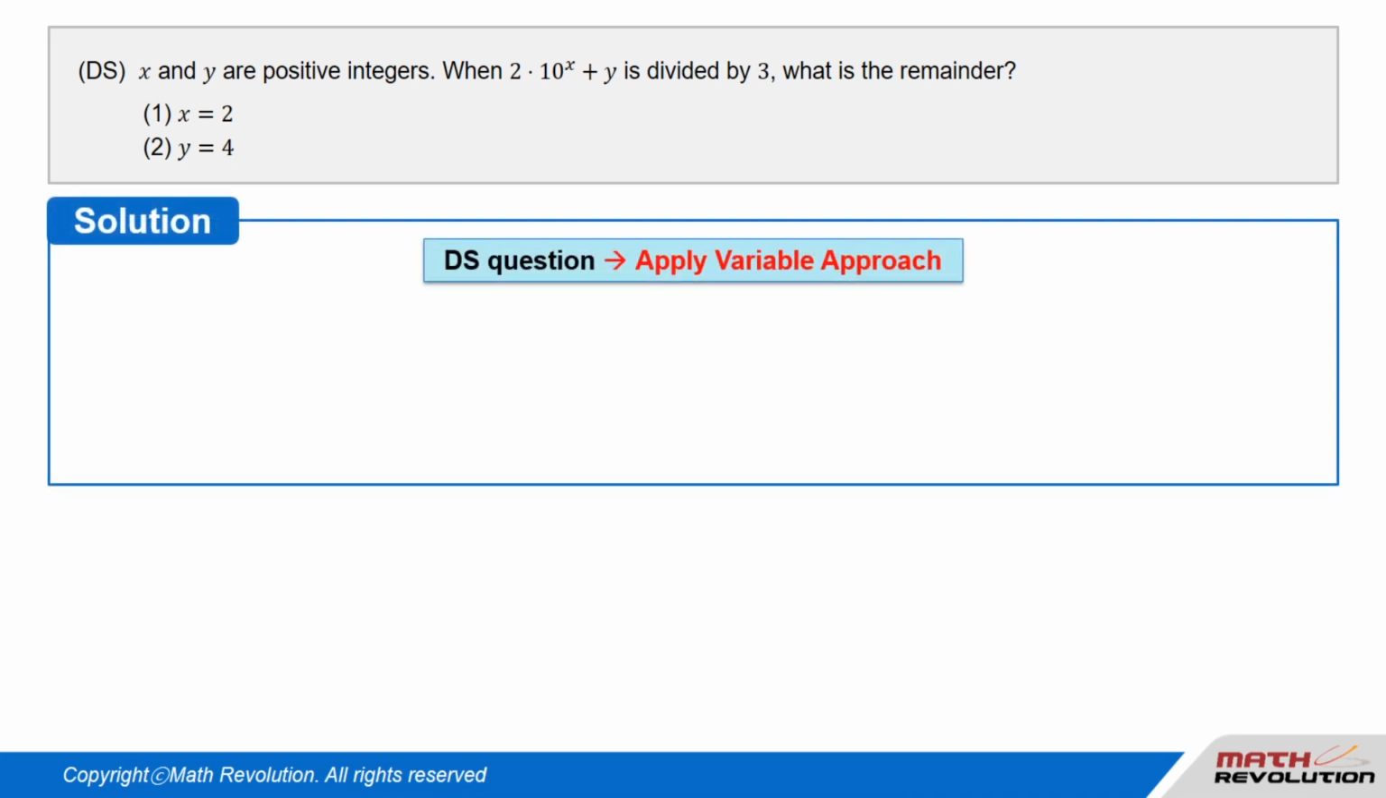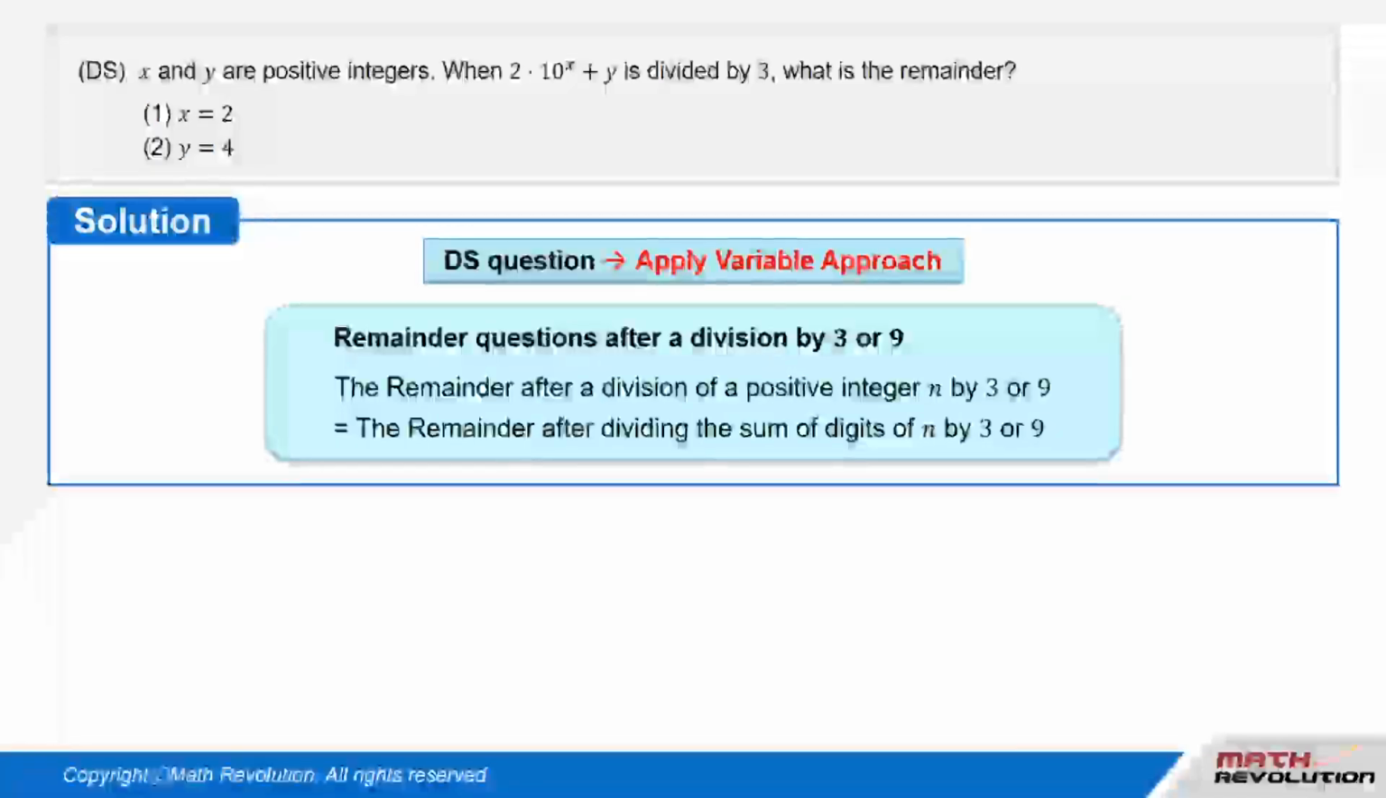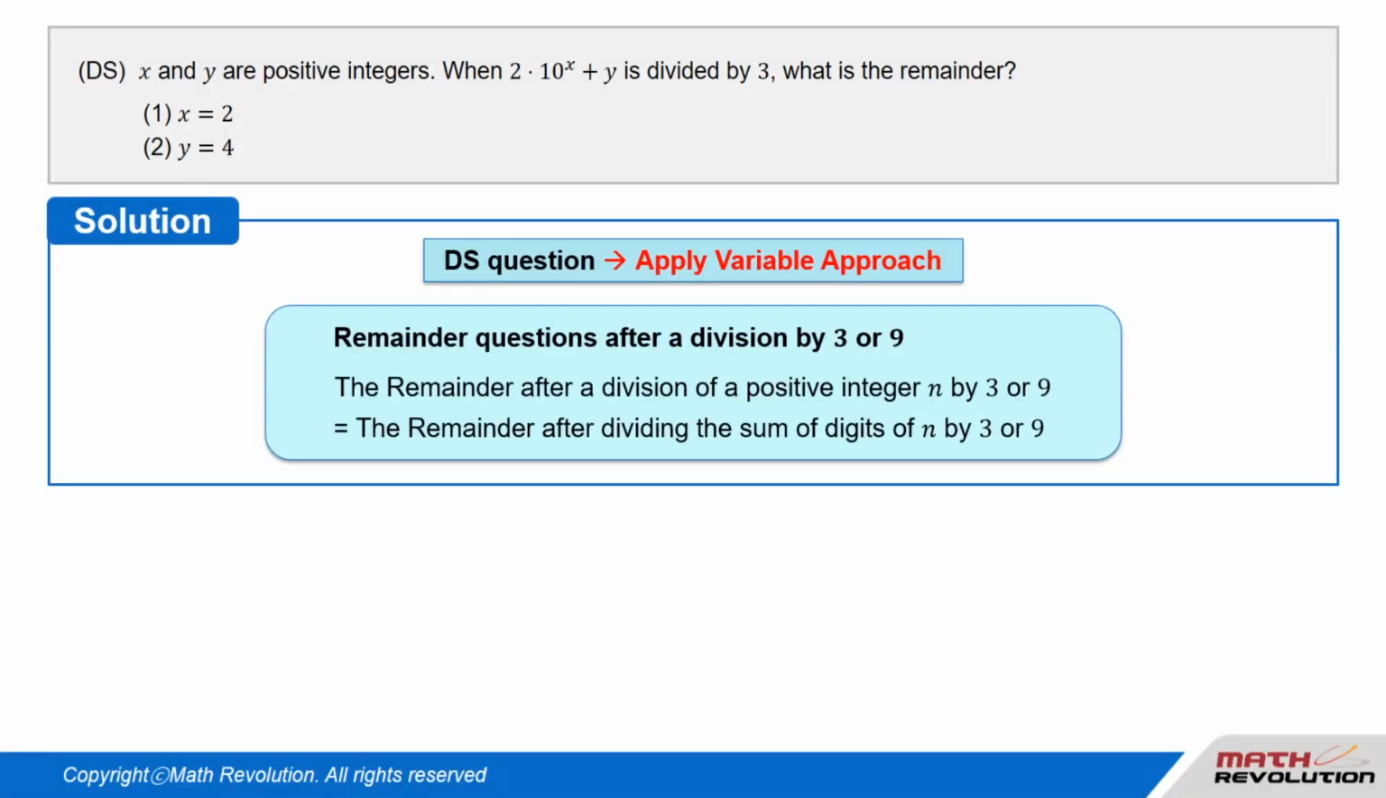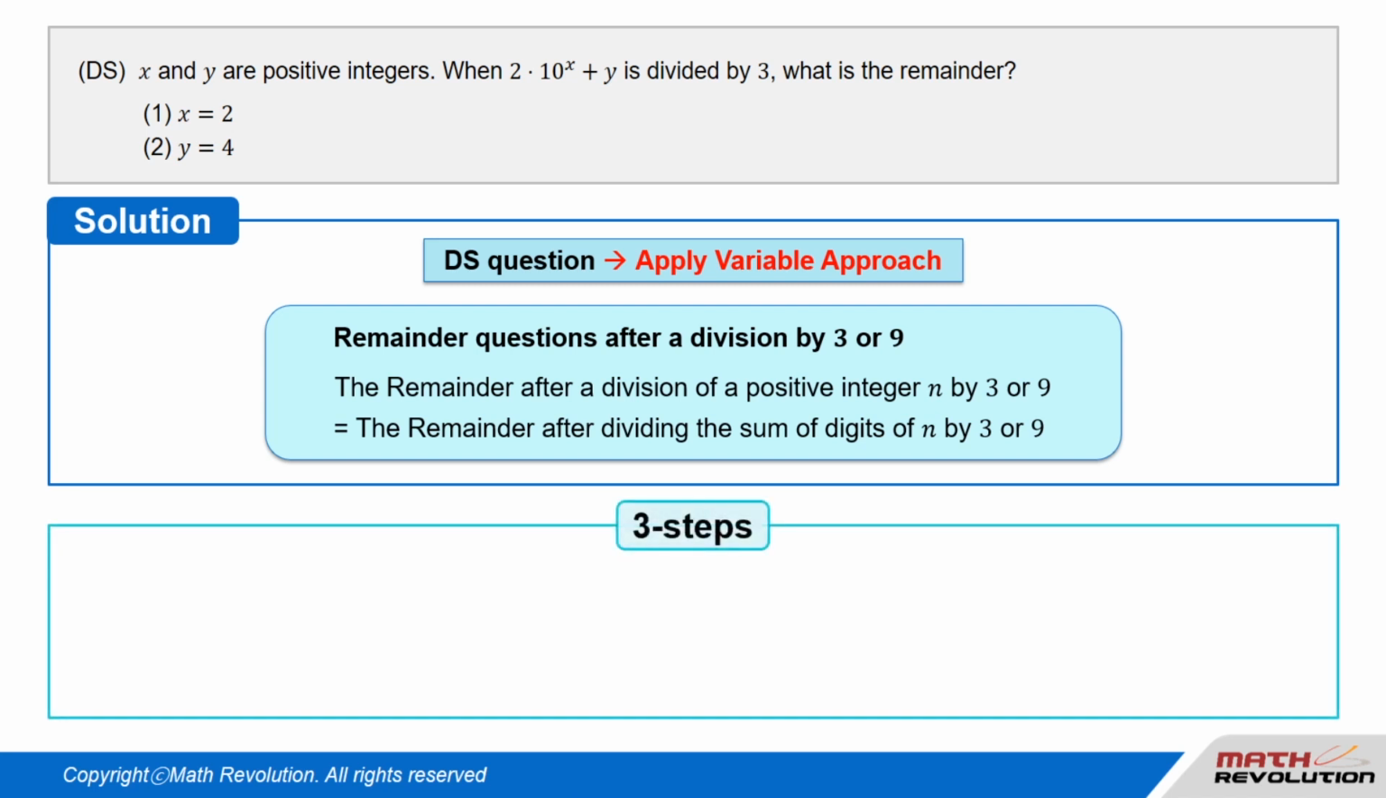Solution. Let us solve this DS question using the variable approach. The remainder after a division by 3 or 9 is the same as the remainder after dividing the sum of the digits of that number by 3 or 9. Let's apply the 3 steps of the variable approach.